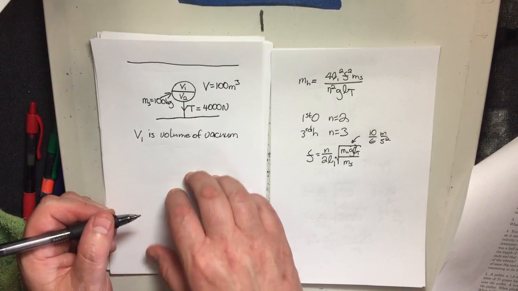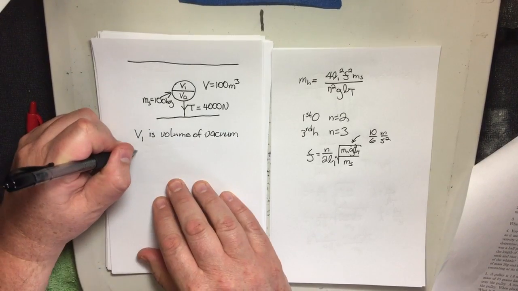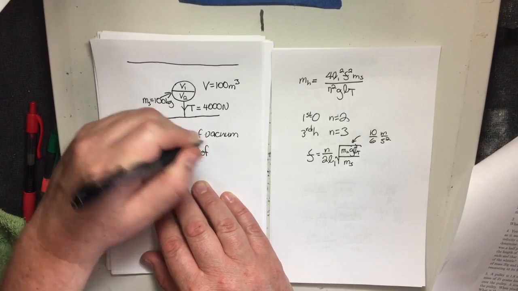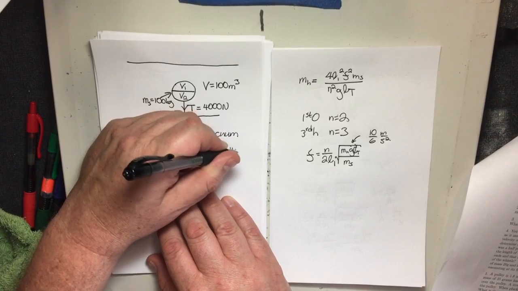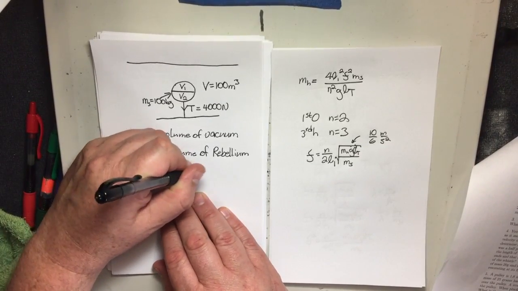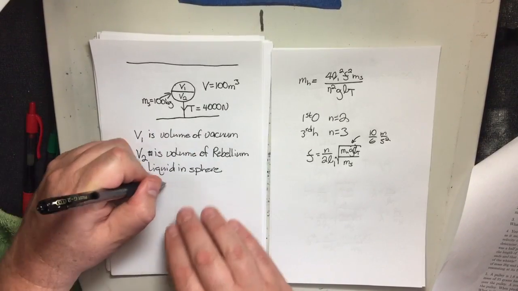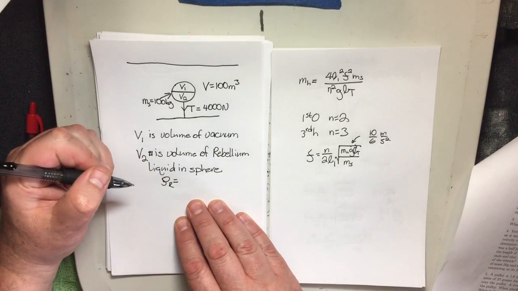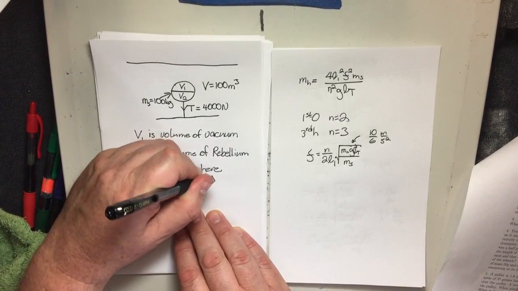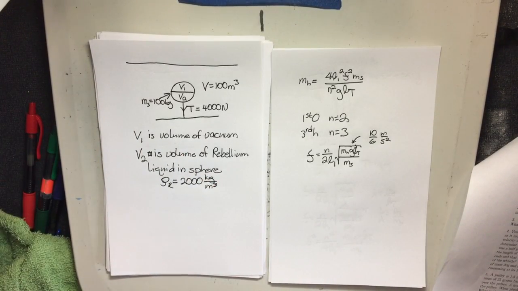V1 is the volume of vacuum within that object. V2 is the volume of rebellium liquid in the sphere. The density of rebellium is 2,000 kilograms per cubic meter. Now, really, I don't know if these numbers work. What may end up happening is if it is numerically impossible, I'll just change the numbers until I get something that works.